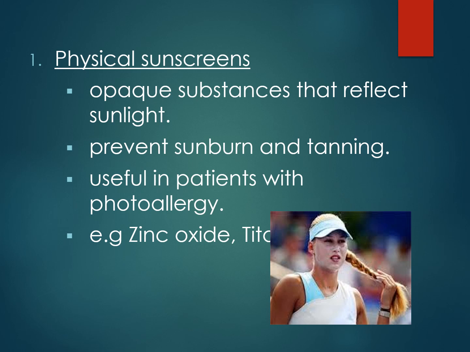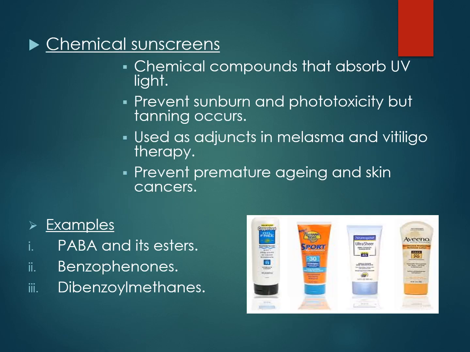There are physical sunscreens, which are opaque substances that reflect sunlight, prevent sunburn and tanning, and are useful in patients with photoallergy, and an example is zinc oxide. Then we have chemical sunscreens, compounds that absorb UV light, prevent sunburn and phototoxicity, but tanning does occur. Used as adjuncts in melasma and vitiligo therapy, they prevent premature aging and skin cancers. Examples of the chemical sunscreens are PABA and its esters, benzophenones, and dibenzoylmethanes. So these are the examples of various sunscreens which are chemical in nature.